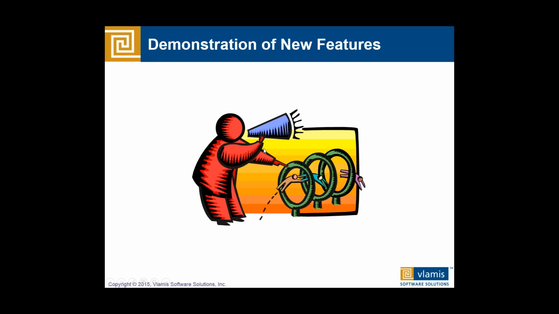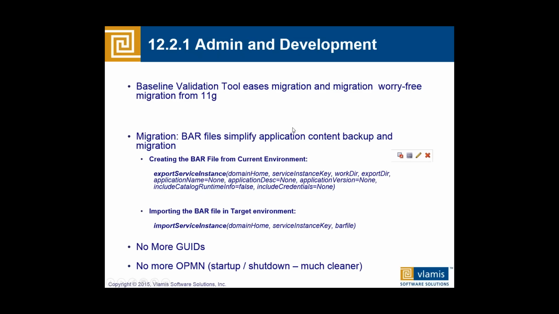All right, so I wanted to show a few other things in here. The dashboard I went through, the forecast stuff, and the baseline validation tool were some of the things I wanted to showcase. Some of the things in administration and deployment: the baseline validation tool is the main method for helping migration, and there's also the ability to create BAR files, BI archive files basically, that help you back up and migrate your data. So I wanted to give you a snapshot of what that looks like.